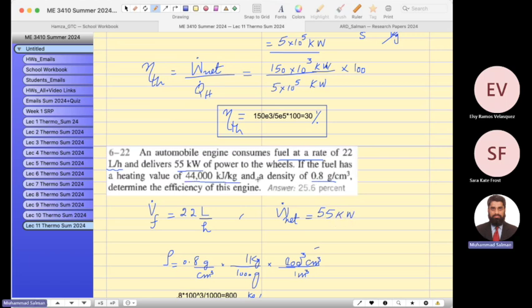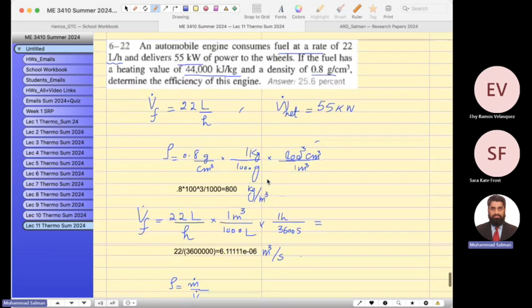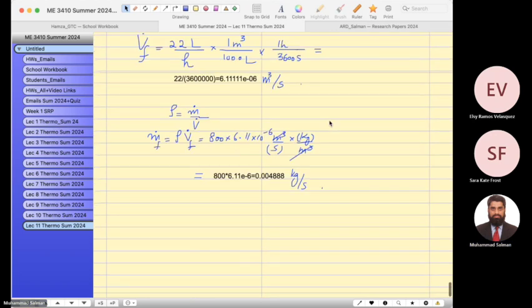Fuel has a heating value. So the heating value is given. So you have to find out the efficiency. This is our question. Efficiency is equal to, unknown, but it is equal to the net power output divided by the heat supply to the engine. Okay, now let's use the same formula. I'm interested in finding out the heat supply. So Q dot H equals M dot F times the heating value.